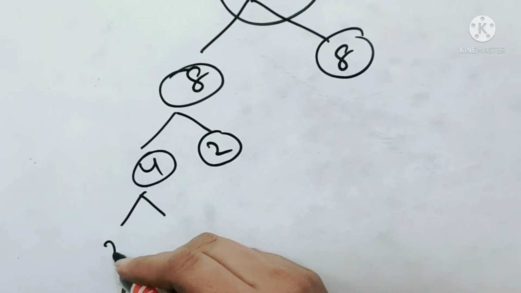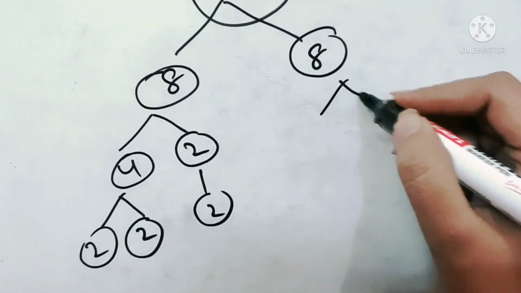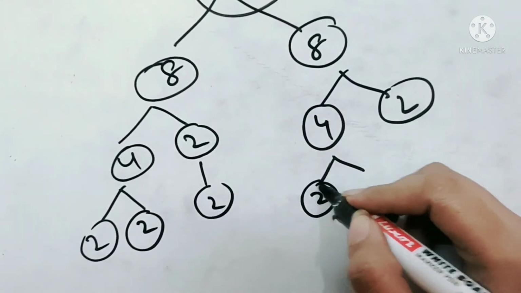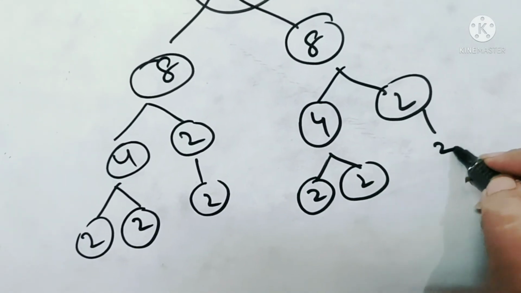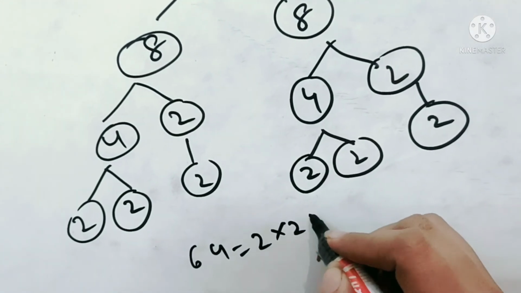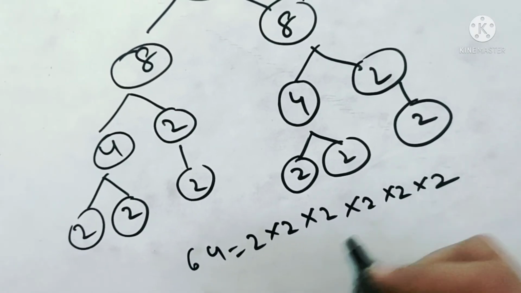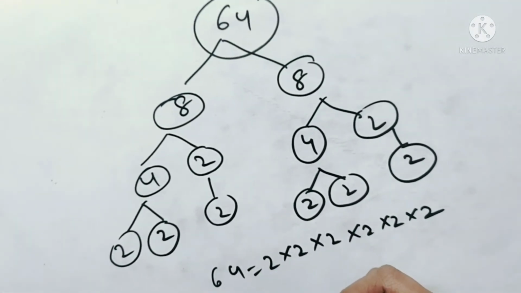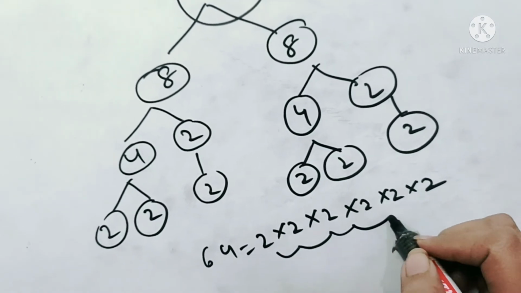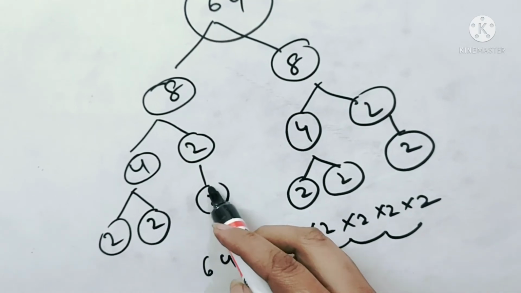Now further 4 can be divided as 2 into 2, and this 2 will come same. Again this 8 can be divided as 4 into 2, and this 4 can be divided as 2 into 2, and this 2 will come same. So now can we write 64 as 2 into 2 into 2, 3 times, then again 2 into 2 into 2, 3 times. So this is the complete factor tree of 64. 2 into 2 is 4, into 2 is 8, into 2 is 16, into 2 is 32, into 2 is 64. Yes?